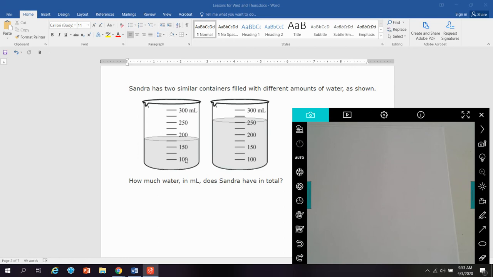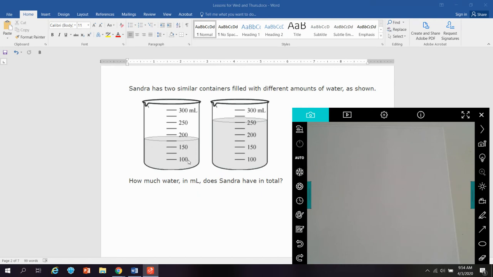So when I think about 0 and 50, I think about like 50 cents, right? 2 quarters. What would half of 2 quarters be? Well, that would be 25 cents or 1 quarter. So I know that each of these tick marks is going to be like a 25.